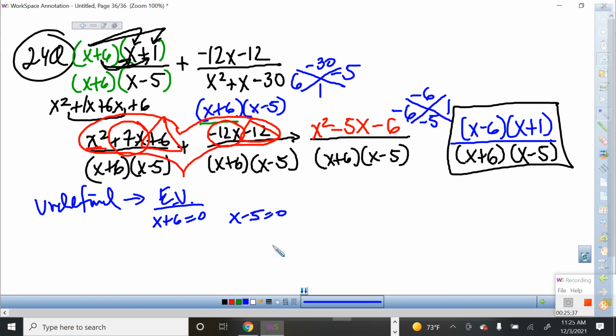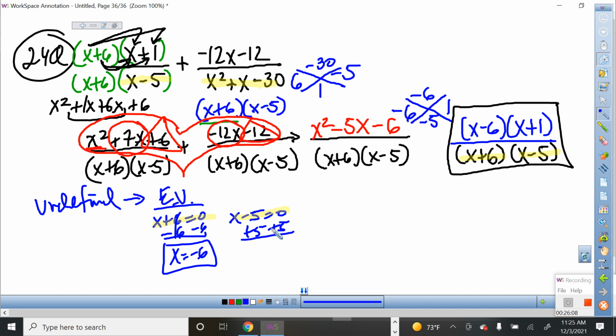Now, look what I'm going to do. I'm taking this denominator and setting them equal to 0. However, I need to double check that I have these in my original denominators. Are they here? Yes. How about here? Yes, both of them are there. All right, let's solve. Minus 6 minus 6, x equals negative 6. Plus 5 plus 5, x equals 5. Those are my excluded values, or the numbers that make the expression undefined.